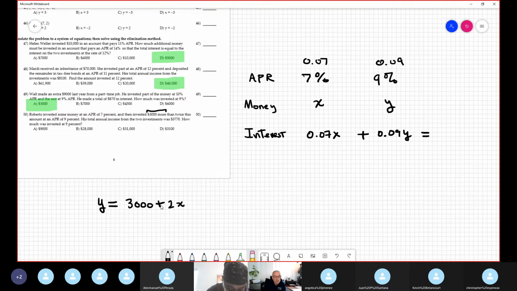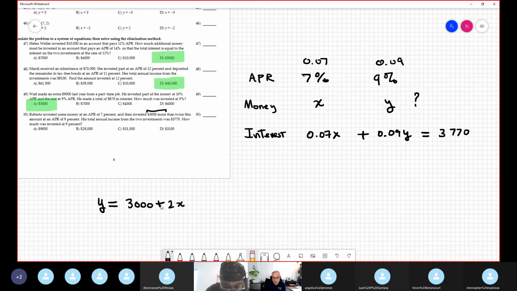And this is equal to something. When you put together the interest, it is $3,707. Well, this equation is incomplete. I have no idea about this equation, because the problem never talks about the total money. However, this equation is complete, and this equation is also complete.